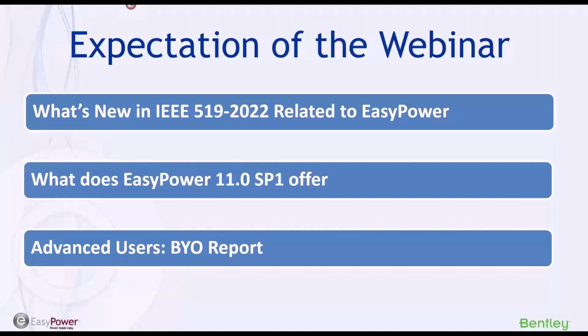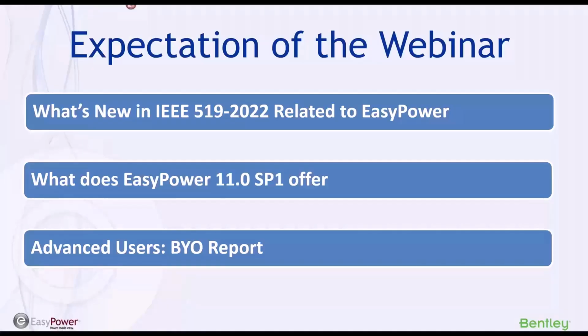So after that, at the very end, I'll show you that as a user, especially an advanced user, instead of relying on EasyPower to generate the IEEE 519-2022 report, what can we do as an engineer to build our own report? That's the BYO, usually it's B, right? Now we change to report. So build your own report.